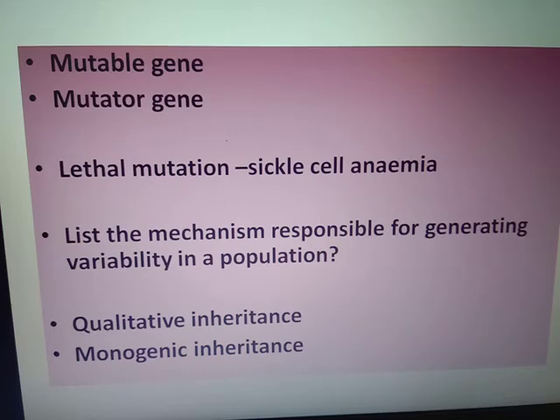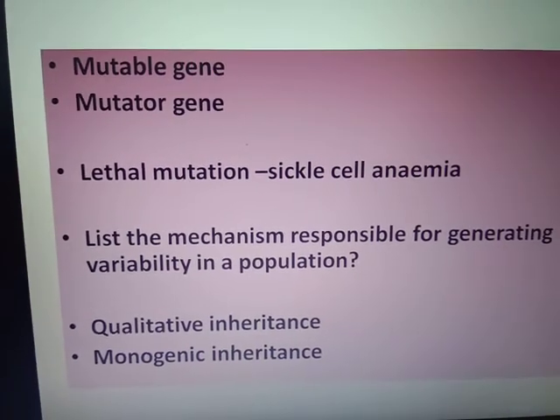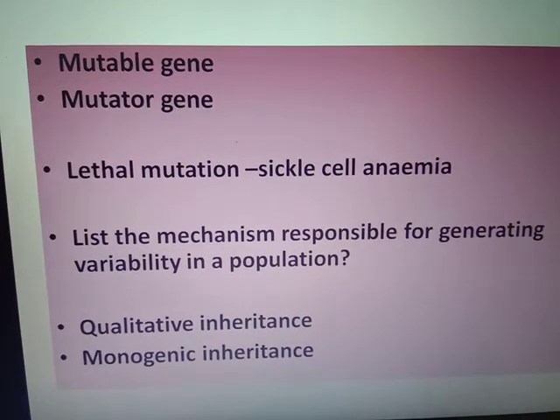Okay, we discussed different types of genes and different types of inheritance in this chapter. Next, we are discussing mutable gene and mutator gene. So, what is the difference between mutable gene and mutator gene? Mutable genes are the genes which mutate more frequently. That means mutation occurs very frequently in that type of genes, which is known as a mutable gene.